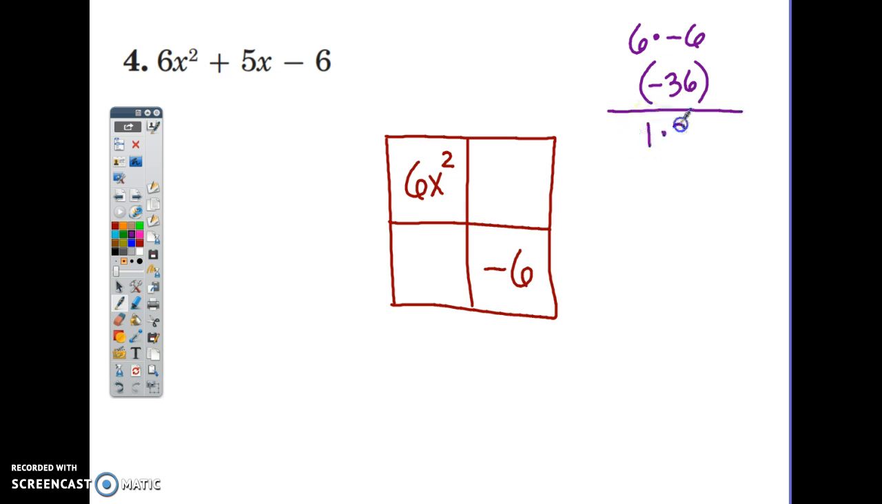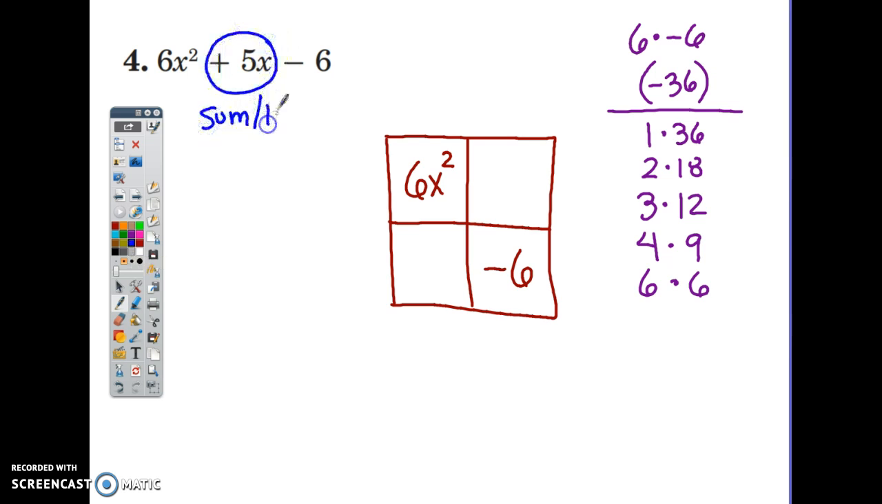1 times 36. 2 times 18. Let's go in order. Can it be divided by 3? 3 times 12. Can it be divided by 4? 9. So 4 times 9. And then y'all said 6 times 6. So those are all the factors of 36. Then you ask yourself, which one of those gives you a sum or a difference of 5?